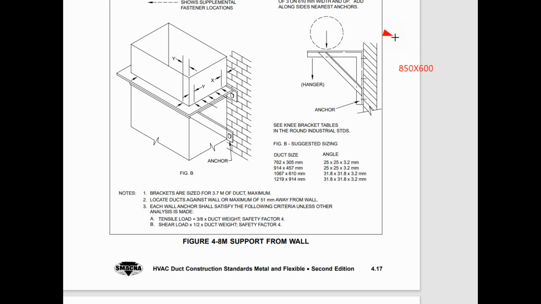Assuming we have a rectangular duct with size 850 into 600 millimeter, then to select the angle for its cantilever support, we will use this table. From this table, we found that 850 size is coming in the range of 914. So for its cantilever support, we will select an angle 25 into 25 into 3.2 millimeter.